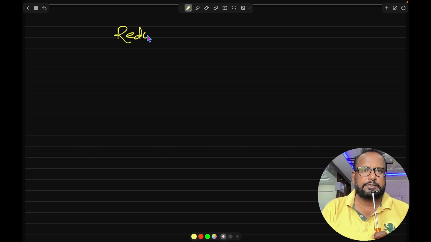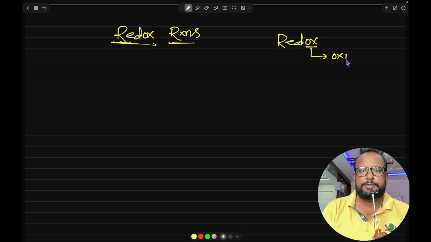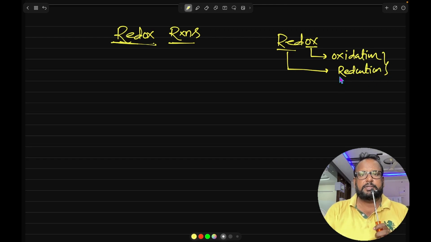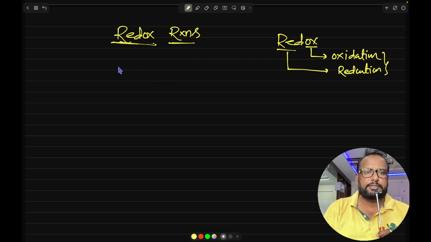Redox reactions. What are redox reactions? In redox, OX stands for oxidation and RED stands for reduction. So the reaction in which both oxidation and reduction take place is called a redox reaction.